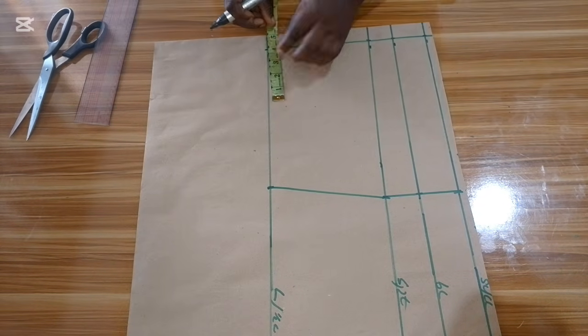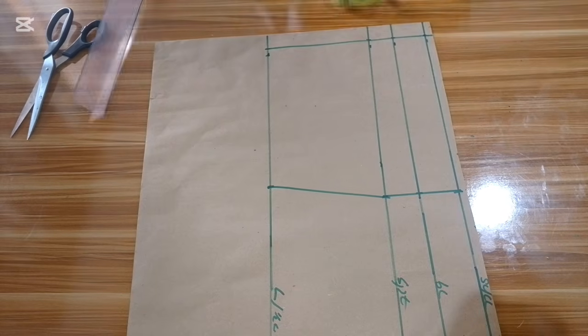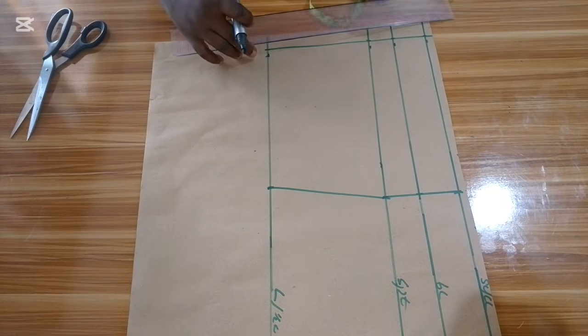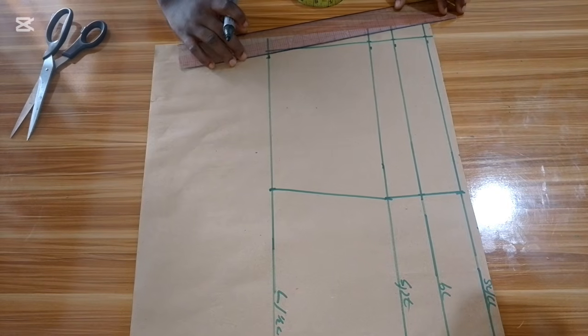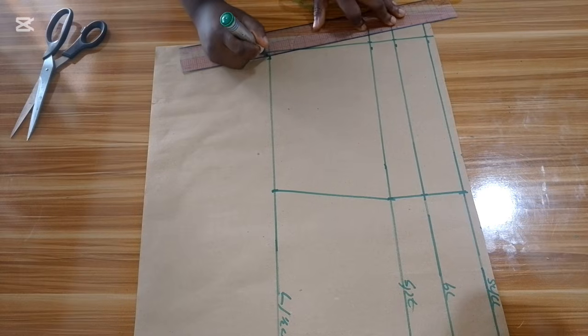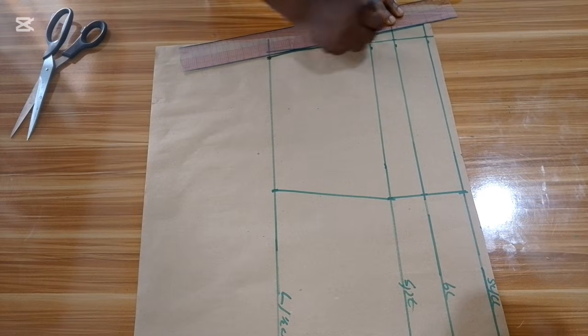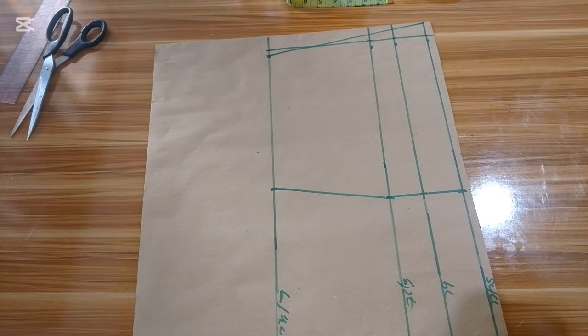So right now that we've connected our waistline to meet our extension, I'll go in to remove zipper bulge and to snatch my waistline. I'll go in by 0.5 inches on the waistline. I'll do that to remove zipper bulge and to snatch my waistline.